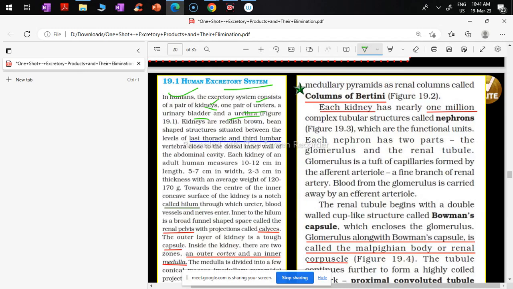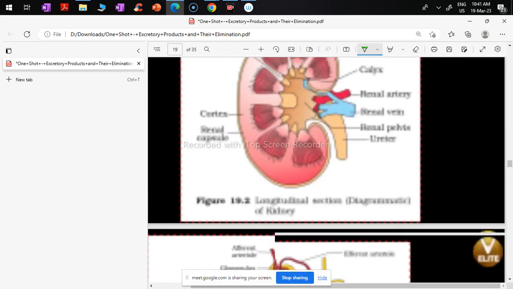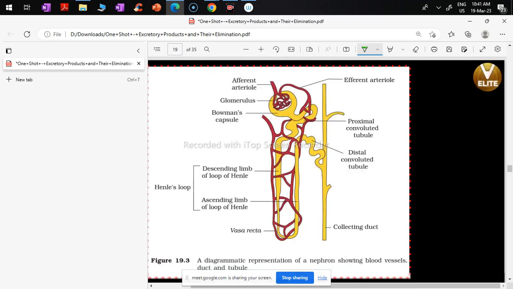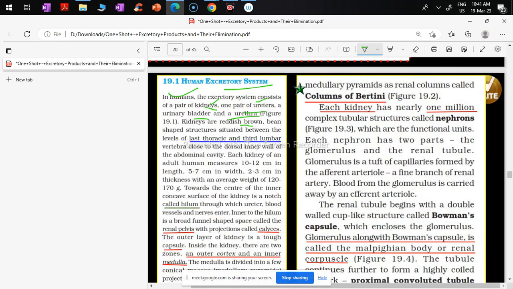In the human excretory system, a pair of kidneys, one pair of ureters, urinary bladder and urethra are present. Our kidneys are reddish brown, bean shaped structures. We can see in the diagram, these are bean shaped structures, reddish brown in color, situated between the levels of last thoracic and third lumbar vertebra.